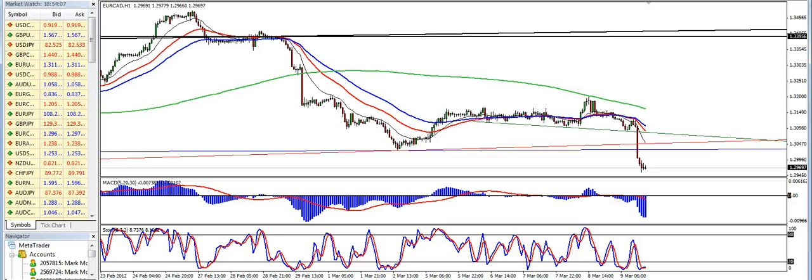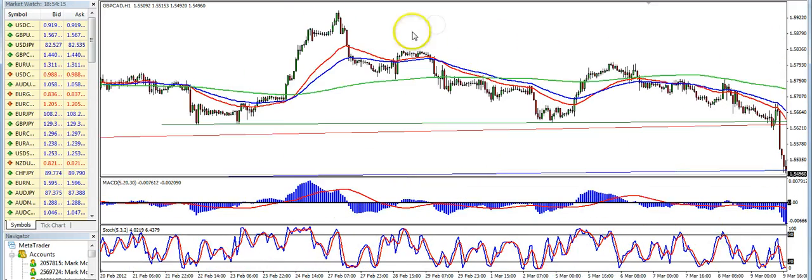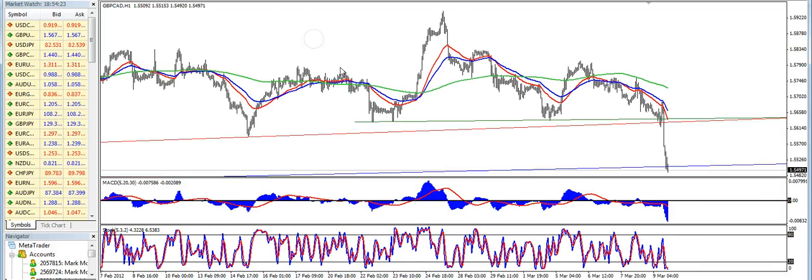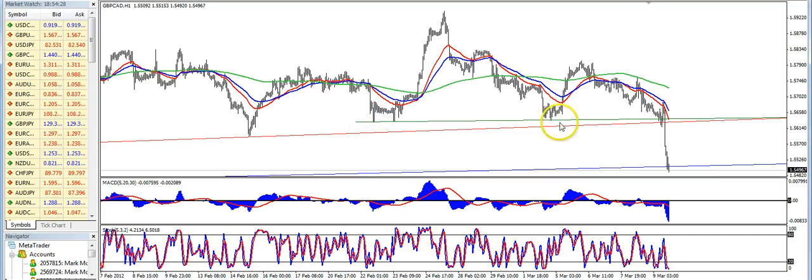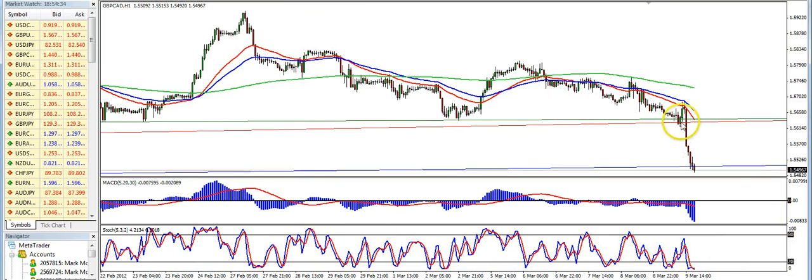Flick over now to the Pound CAD. That broke as well, obviously, and that was actually quite a fortuitous setup. There's the neckline of the head and shoulders top pattern. Let's zoom out and take another look at that. There's the head, the shoulders, 3 contact points. Earlier in the day when I was doing my first recording, we were getting a push down to break the line. That was obviously a probe down there to attract a few early short traders.